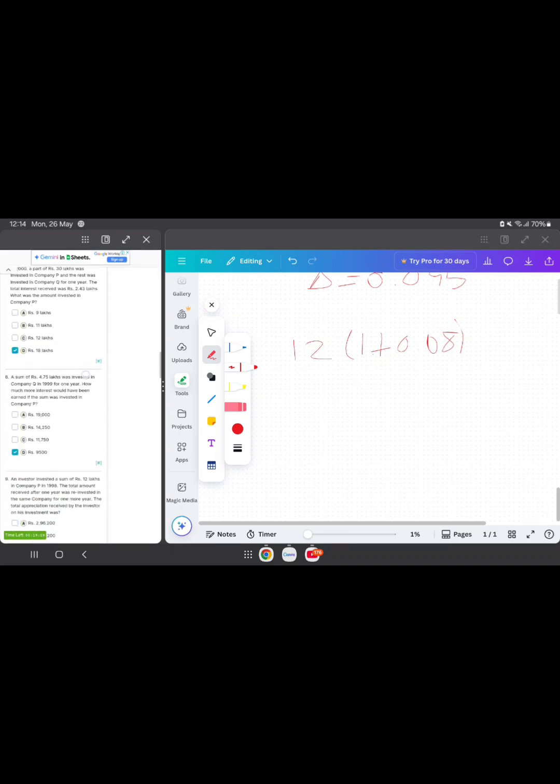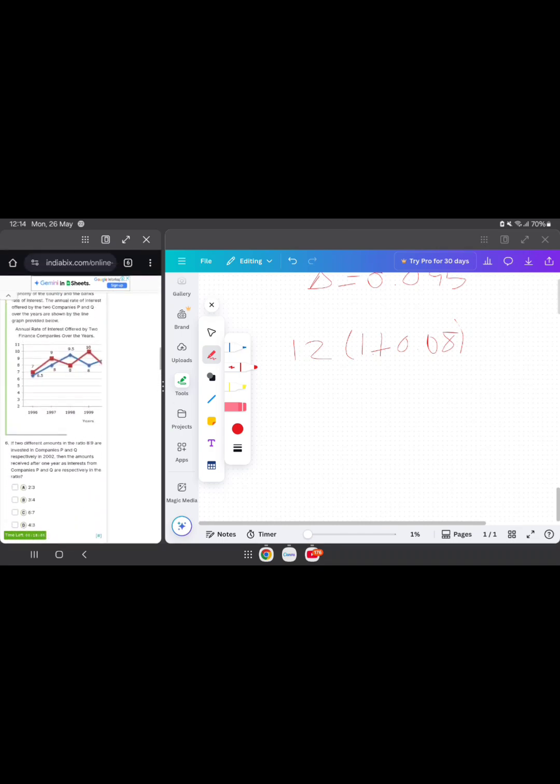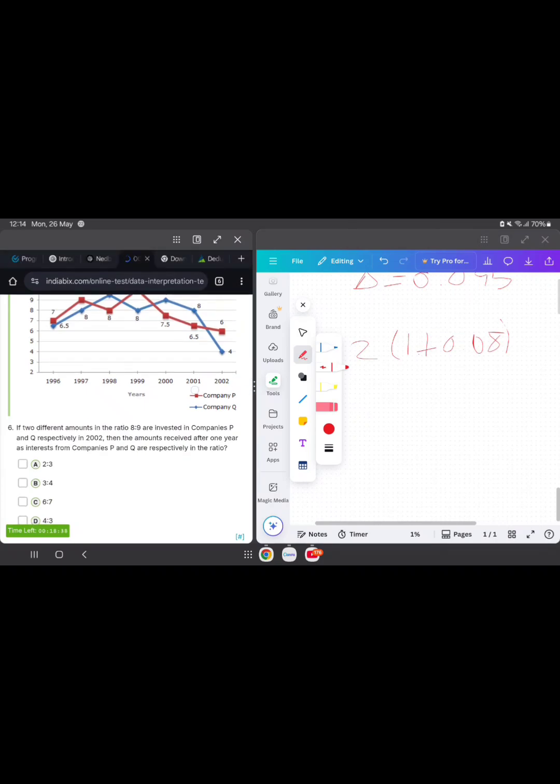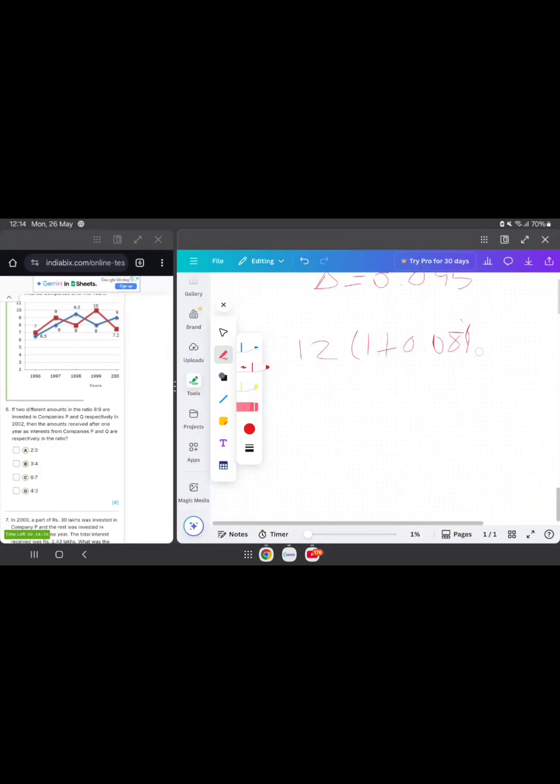We are at number 9. The total amount received after 1 year was reinvested in the same company for 1 more year. So the interest rate for company P in 1999 is 10%. Yes, it's 10%. So just multiply by 1 plus 0.1. This gives us 12 times 1.08 times 1.1, which gives us 14.256 at the end of the 2 years.